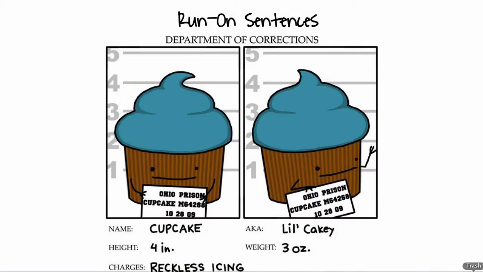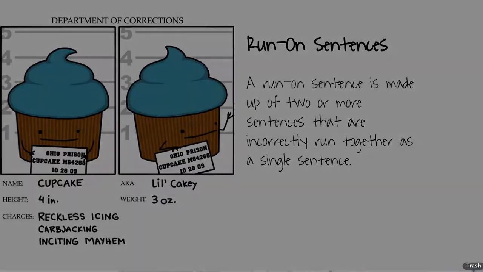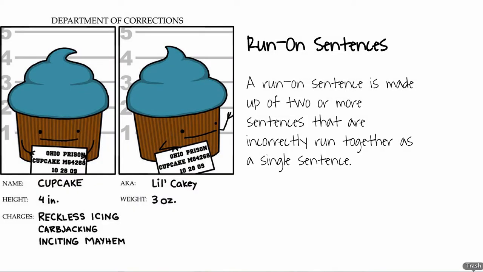A run-on sentence does not follow all of these rules. Most specifically, it's not a grammatically complete thought because it contains way too many grammatically complete thoughts. A run-on sentence is made up of 2 or more sentences that are incorrectly run together as a single sentence.